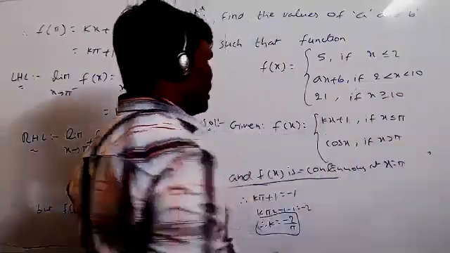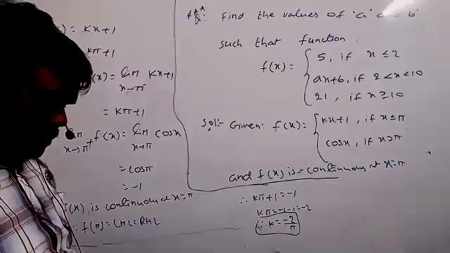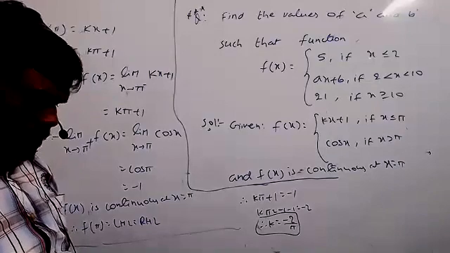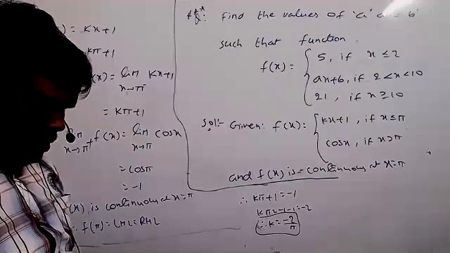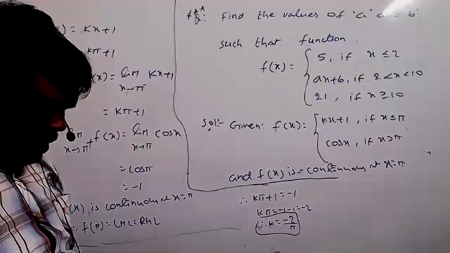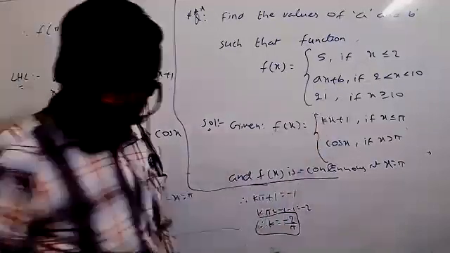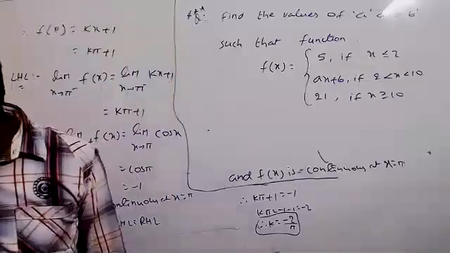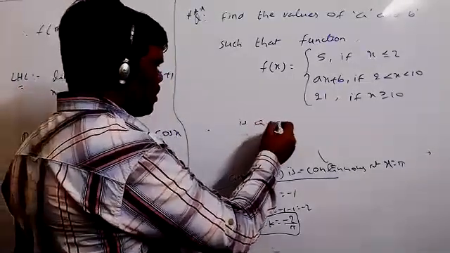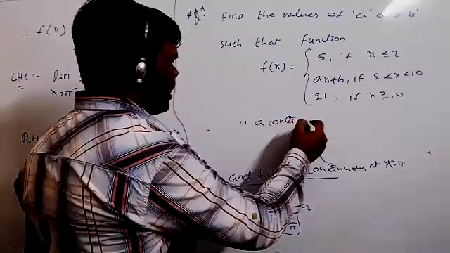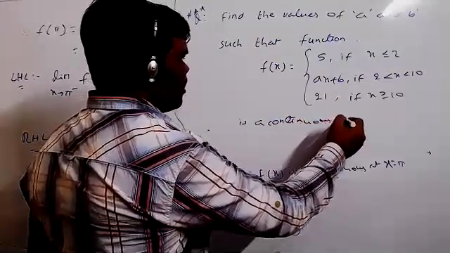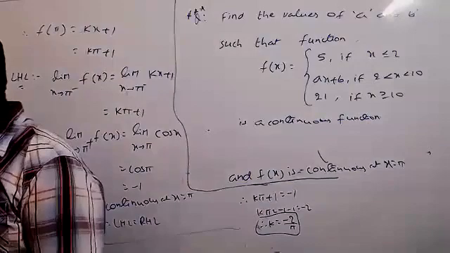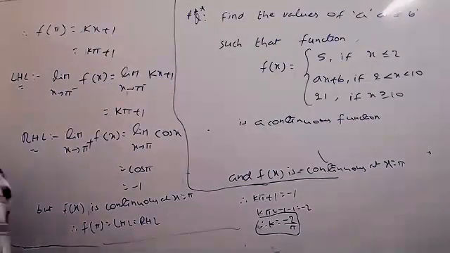Now the three conditions. And f is a continuous function. That's all. The condition you can write now is that f is a continuous function. This is the problem now. Tell me your idea how to find that.